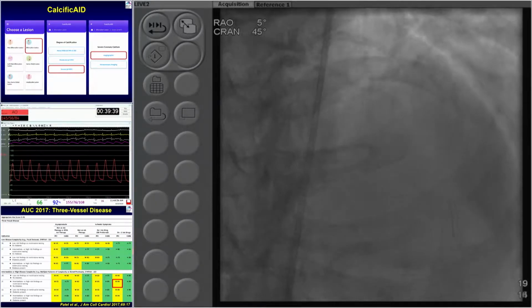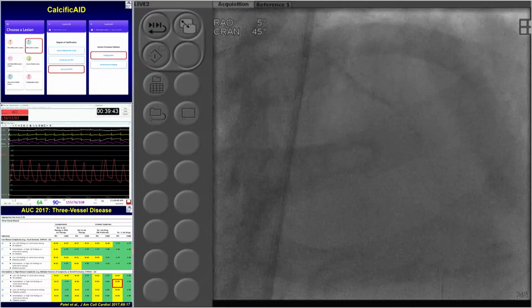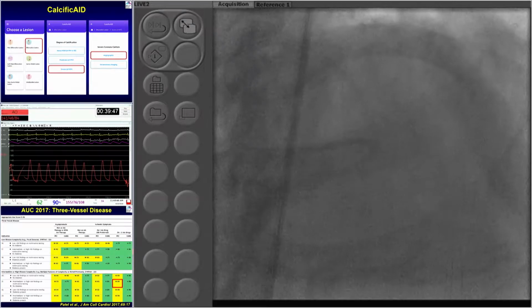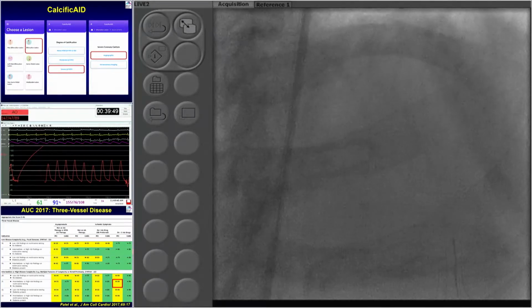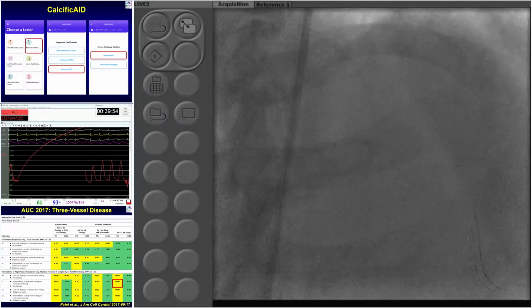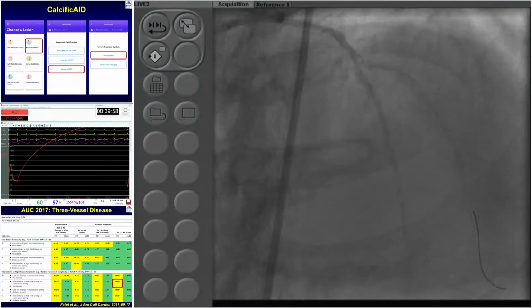Now we dilated, subsequently wired both LAD and diagonal, did the balloon, and I'm ready to take the picture. We haven't taken the picture yet. Both lesions have been rotablated, one dilated with a 2.5 by 20, the other with a 2.25 by 30. And this is the picture now, and we decide what we need to do.